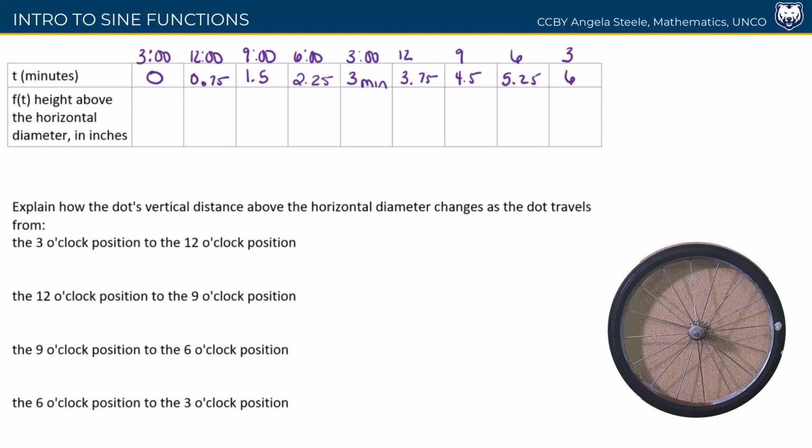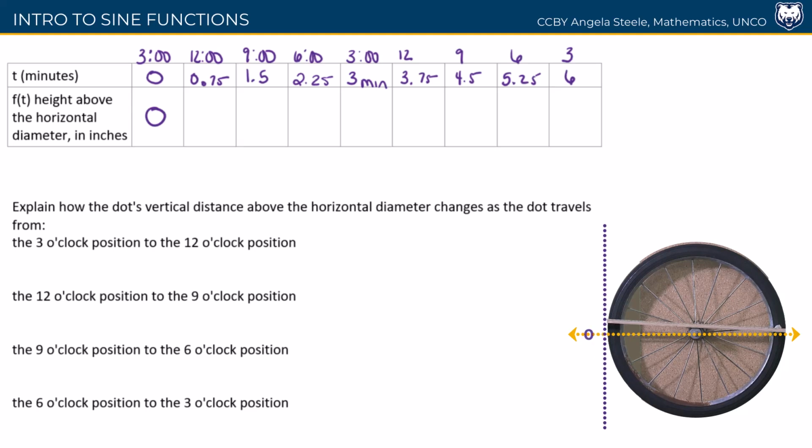All right, now let's go ahead and talk about the height above the horizontal diameter. I'm going to use this ruler right here to represent the horizontal line, and we're going to think about the dot in relation to that line. You can see here that the dot is right on top of that ruler, or that horizontal diameter. So that means that it is 0 distance above the horizontal diameter.